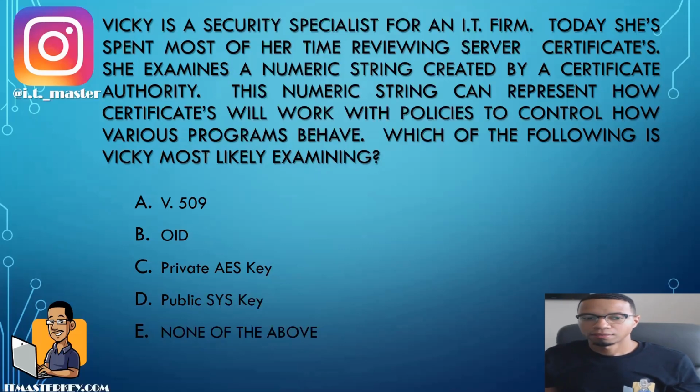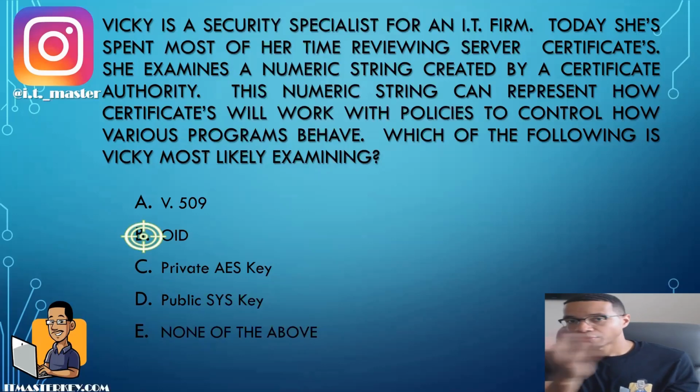Now this may be difficult, but don't worry about it. The numerical string that she's looking at is going to be the OID. All digital certificates created by a certificate authority or a third party come with an OID, and you can look at that to see how the policies will make the application behave. So that's what she's looking at. Okay, how is this going to affect my application? Is it going to change the behavior, or how does it normally behave? Okay.